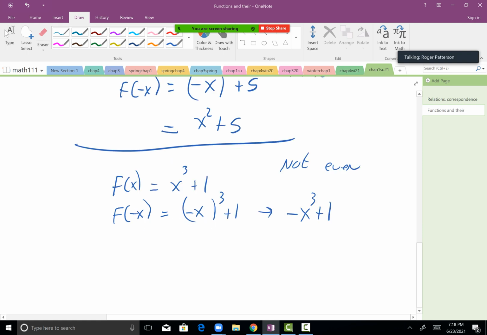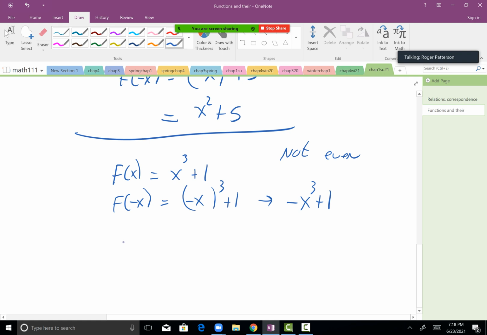All right, so then let's check to see if it's odd. That means that if I put a negative x inside here, I'm doing this exact same thing, so I already know what I'm going to get. Then is it equal to the same as this? Okay, well, let's break this down.